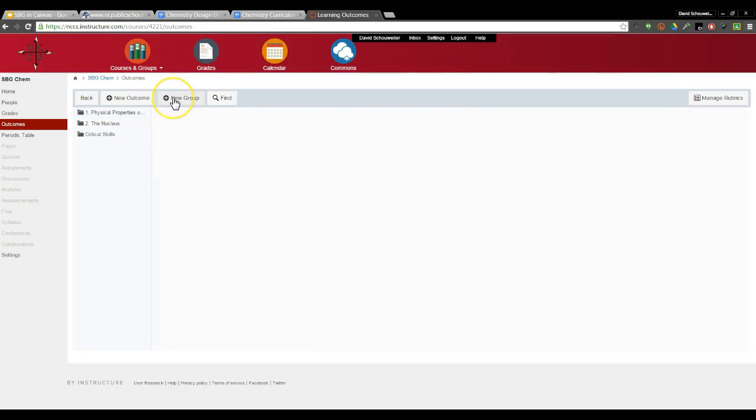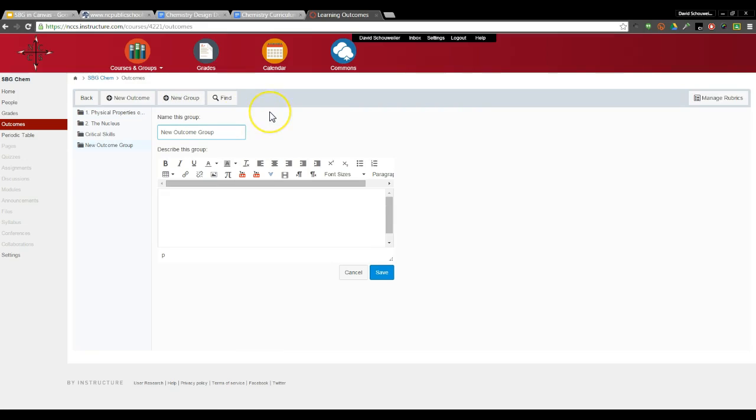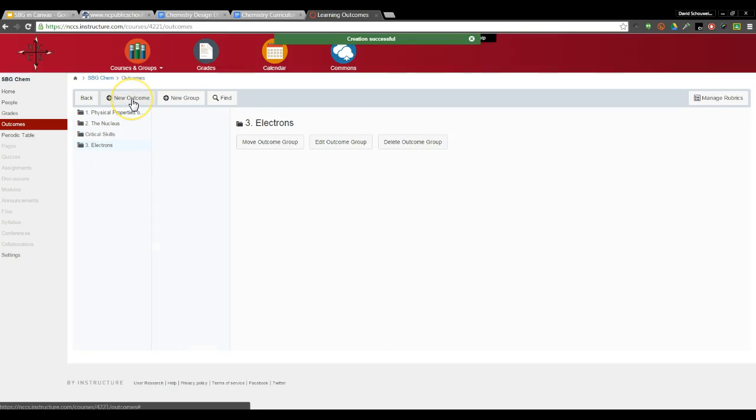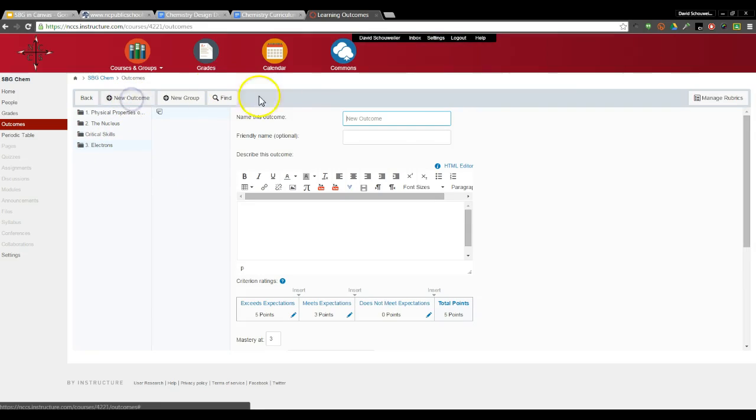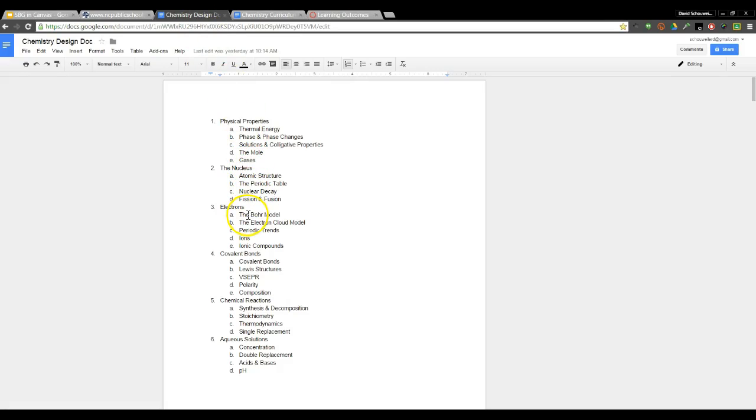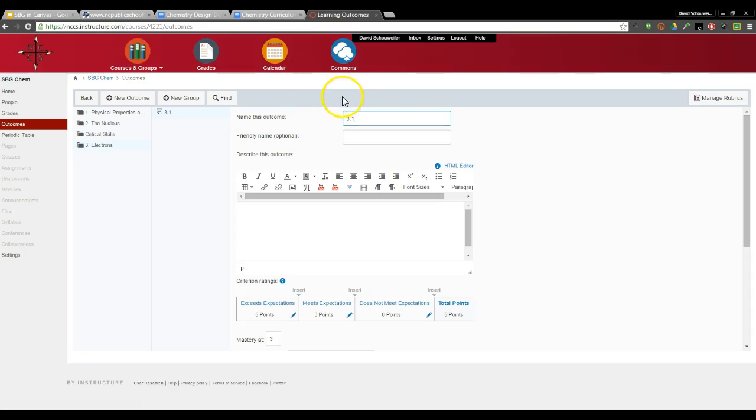So to set up your own content standards, I'm going to start by creating a new group. And this is just how I'm going to organize my standards into a single unit. So for this example, I'm going to start creating my 3rd unit, which is going to be all about electrons. And so within that group, I can add a new outcome. And from this outcome, I can take all of the information that I've created and say for topic 3.1, which in my design document, I decided my first outcome is going to be about the Bohr model of the atom. So I'm going to make this about the Bohr model.